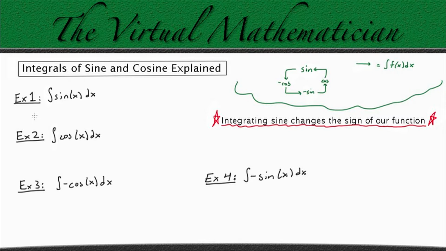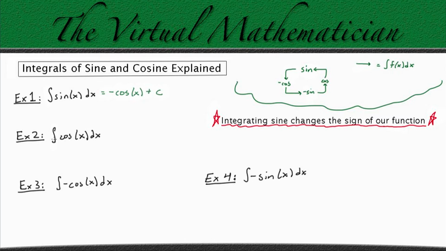So example 1 says, take the integral of sine of x dx. So we know the integral of sine is cosine, and whenever we take the integral of sine, the sign of our function changes. So this becomes negative cosine of x plus c. Because we started with a positive sign, and the sign changes when we take the integral of sine, it becomes negative cosine.